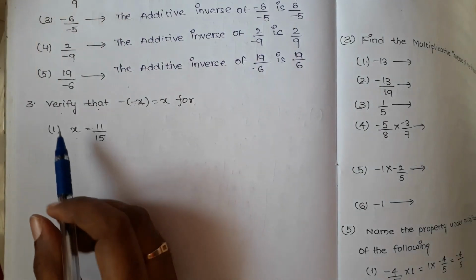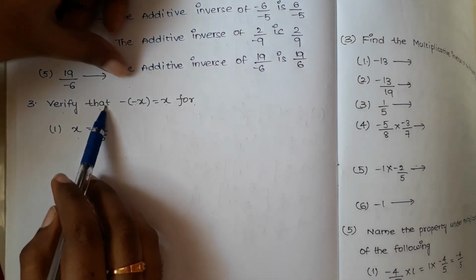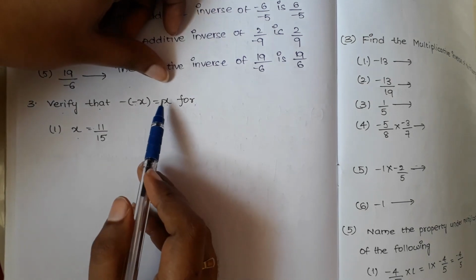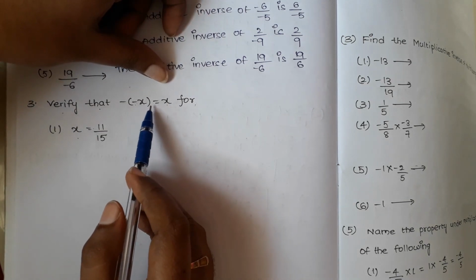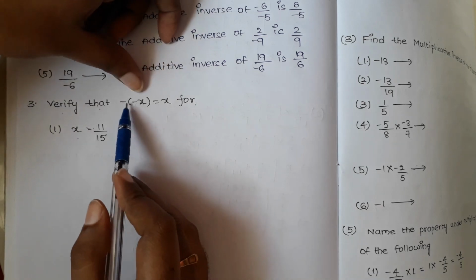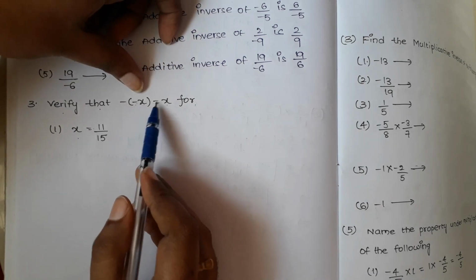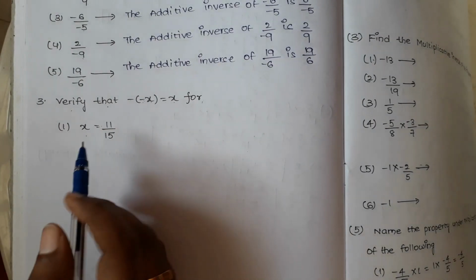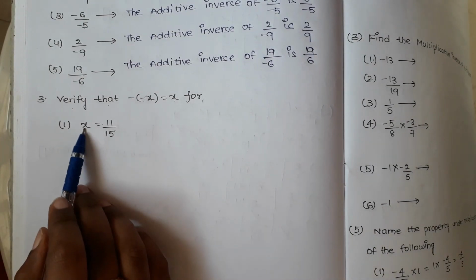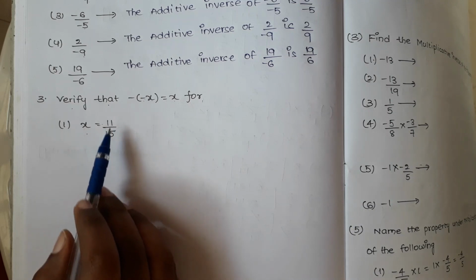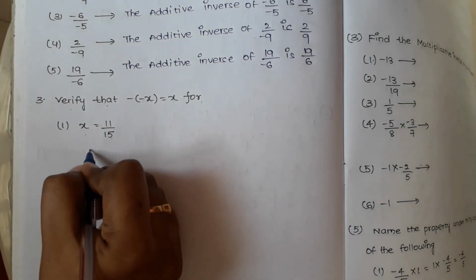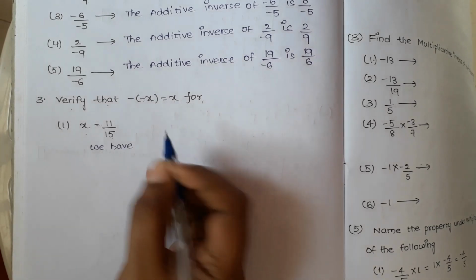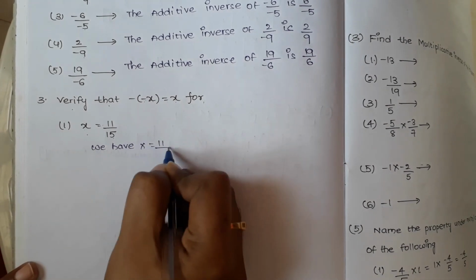And the third problem is: verify that minus of minus x equals x. Here the x value is given, and for this we have to prove that minus of minus x equals x. Okay, now here x is given, that is x equals 11 by 15.